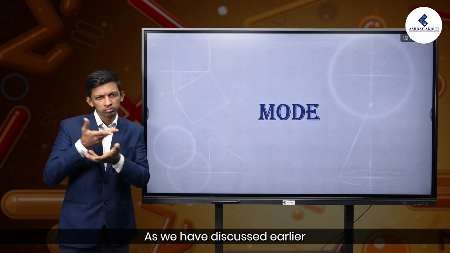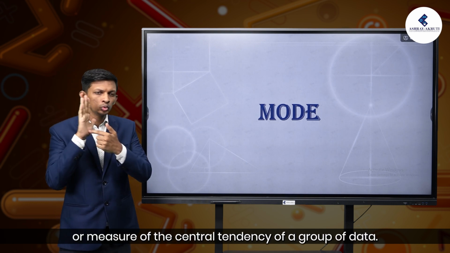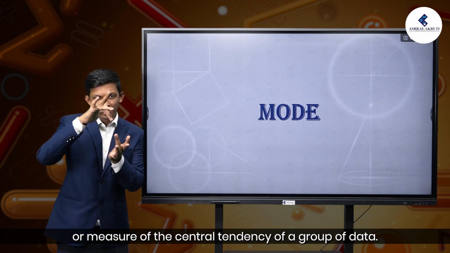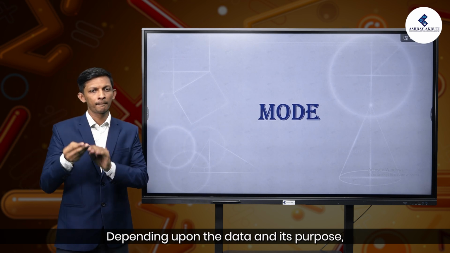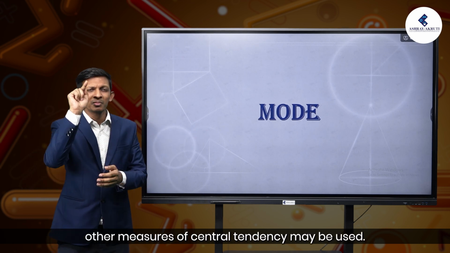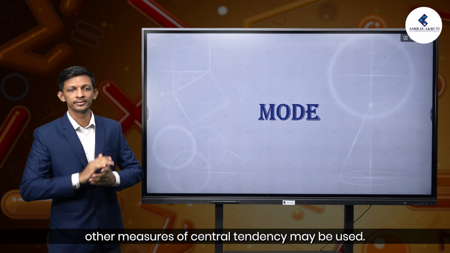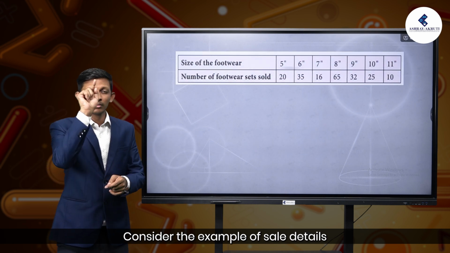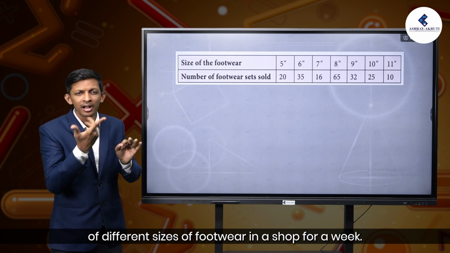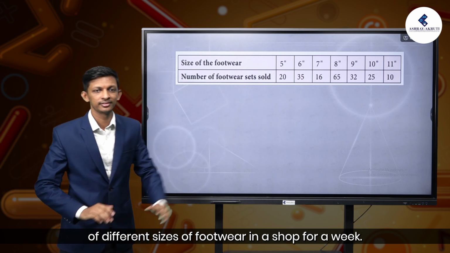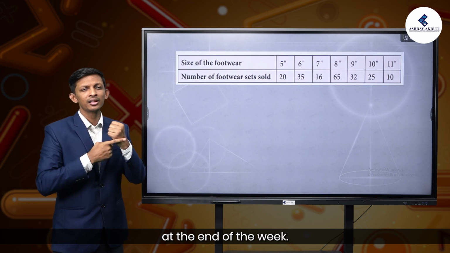As we've discussed earlier, the arithmetic mean is one form of representative value or measure of the central tendency of a group of data. Depending upon the data and its purpose, other measures of central tendency may be used. Consider the example of the sale details of different sizes of footwear in a shop for a week. The shopkeeper has to replenish his stock at the end of the week.